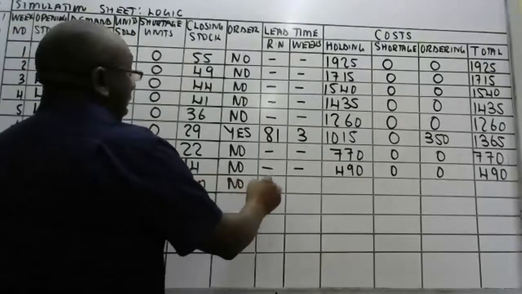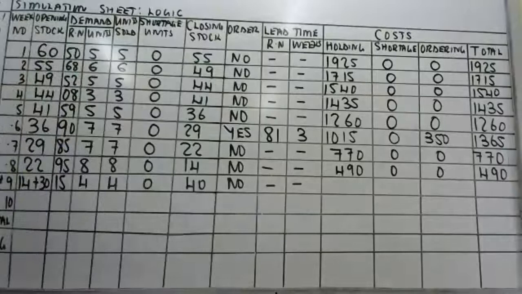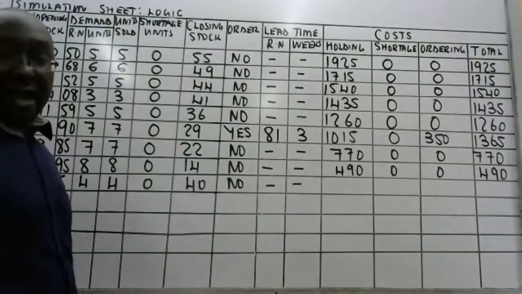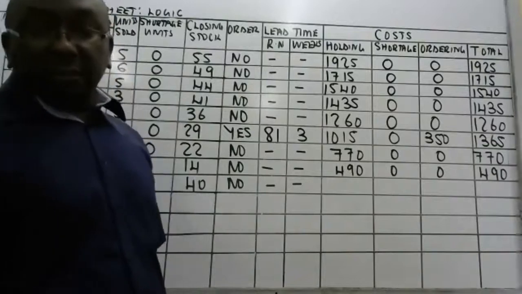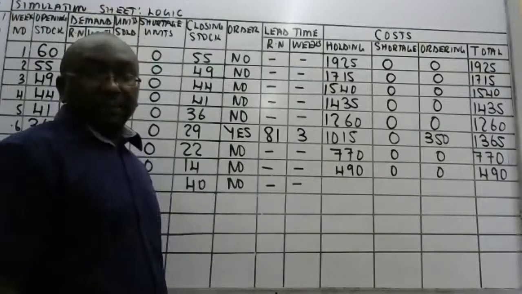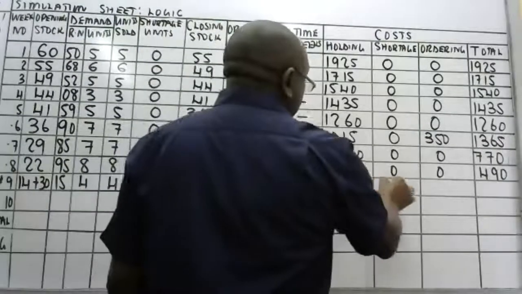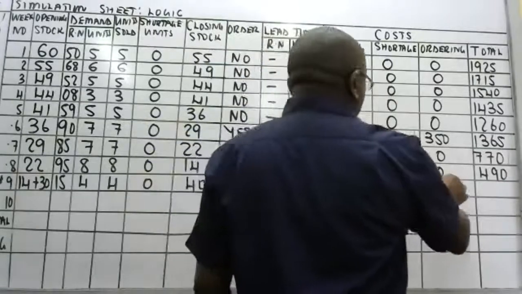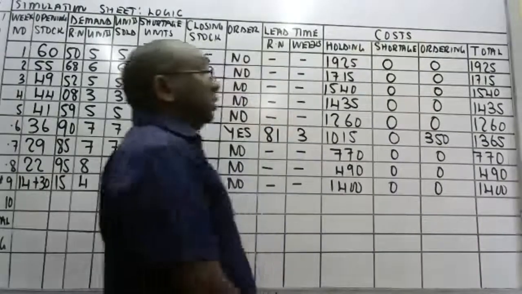So meanwhile, nothing here. 40 times 35 is what? Yeah, good. 1400. And then this is 0. I have 1400.